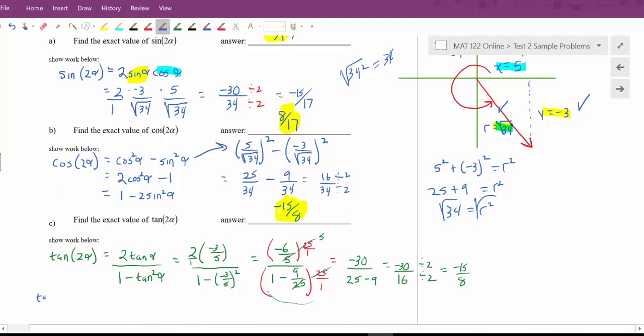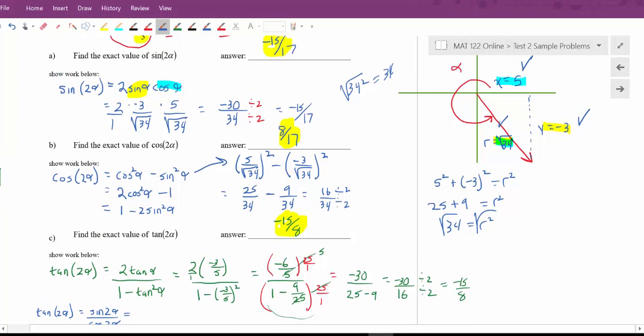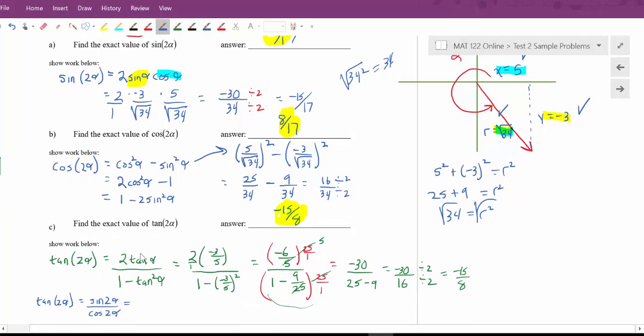If I was doing the tangent of 2 alpha and I already knew what the sine and cosine of 2 alpha is, I would just pull out this identity. This is the same as sine 2 alpha over cosine 2 alpha. So get your answers to part A and part B. Part A, the sine of 2 alpha is negative 15 over 17. Cosine of 2 alpha, part B, is 8 over 17. Look how cool this is. 17's cross out. You got the same answer. Negative 15 over 8, that saves you a little bit of time if you do it that way.